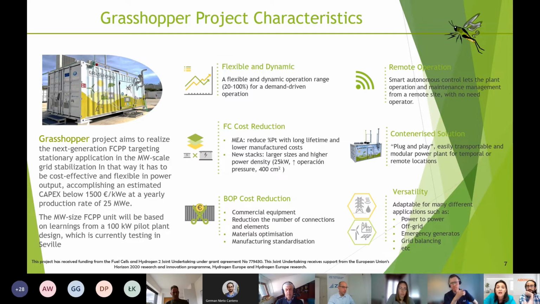The major cost reductions have been achieved by developing new stacks of larger size and higher power density, and membrane electrode assemblies with long lifetime and lower cost. Also, on the balance of plant side, we have looked for commercial equipment, optimization in material selection, and trying to reduce as much as possible the number of connections and elements. Although the pilot plant is intended for grid balancing, its versatile design allows it to be adapted to other applications, such as power-to-power, off-grid, or energy generator.